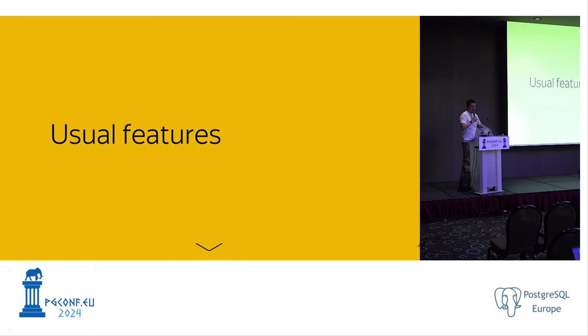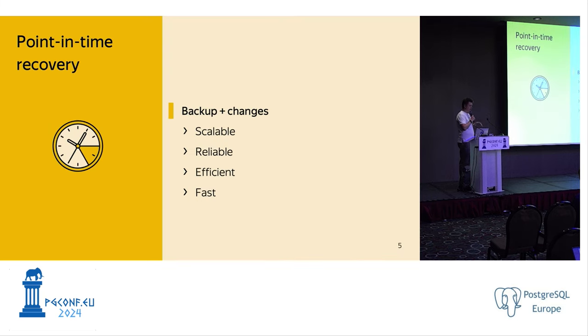Let's first briefly pass through usual features. Normally, you want from a backup tool point-in-time recovery, so you want to have a backup and changes. And you want a very simple thing. You want them to be reliable. You want to be sure if something happens that you can restore your data, because you need restoration in some unusual circumstances when a user dropped a table or updated without a qualifier or something is broken and you need your data as fast as possible. So you need reliable, fast restore, and when you are not having trouble on a sunny day, you want it to be as efficient as possible.